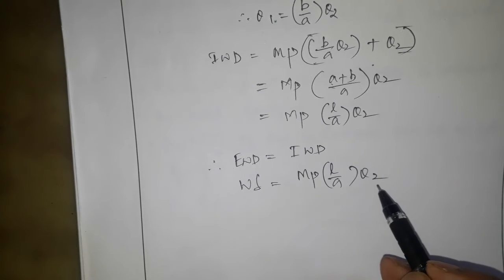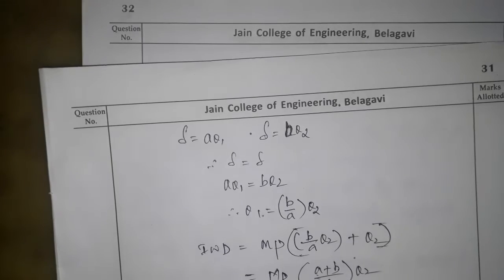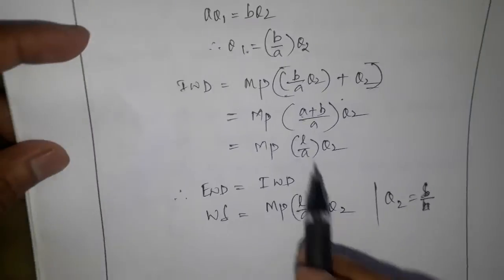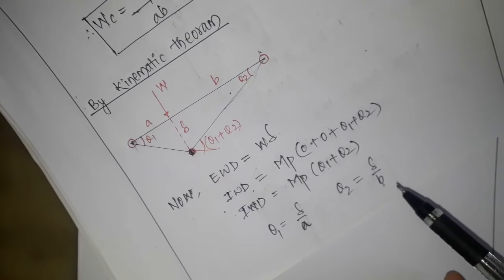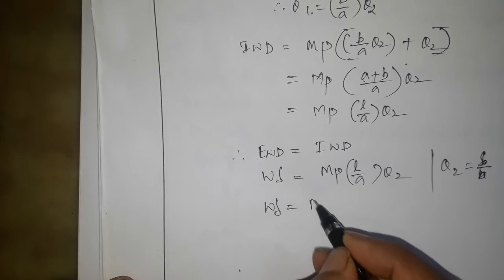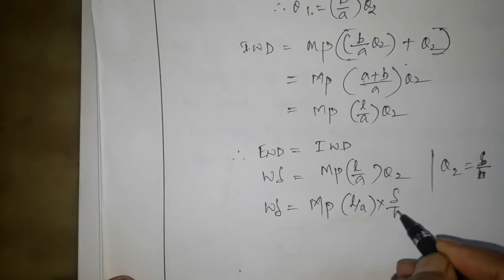So again, what is theta 2? We already got theta 2 is equal to delta by B. So where we can see theta 2 is equal to delta by B. So we will substitute back here. So that is W into delta is equal to MP into L by A into delta by B.